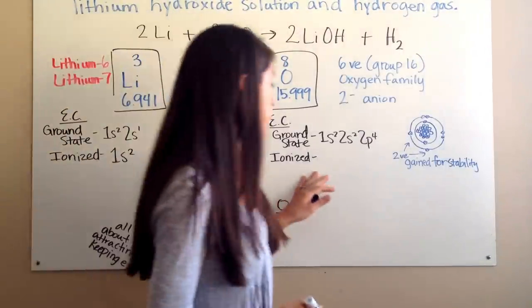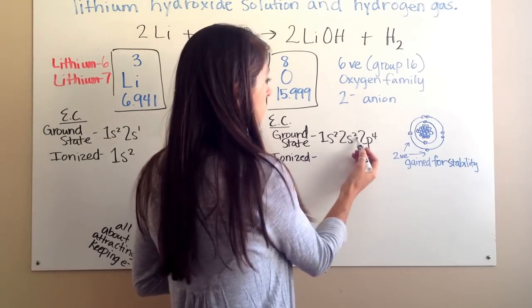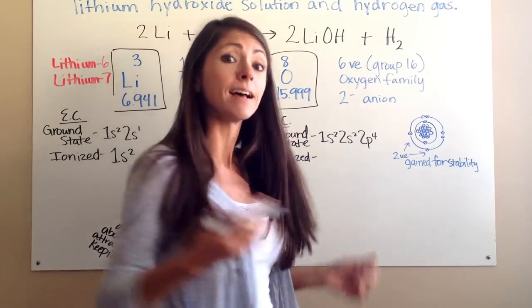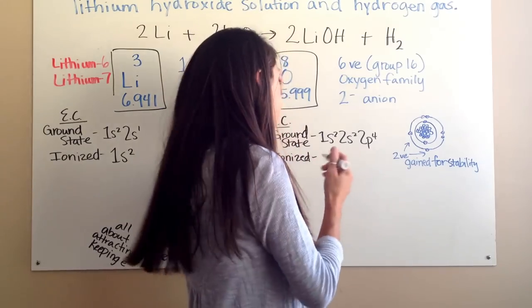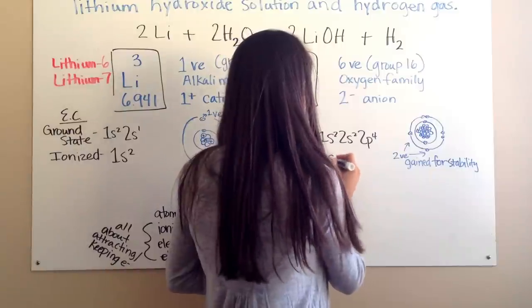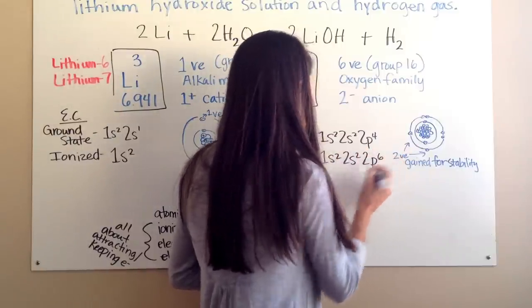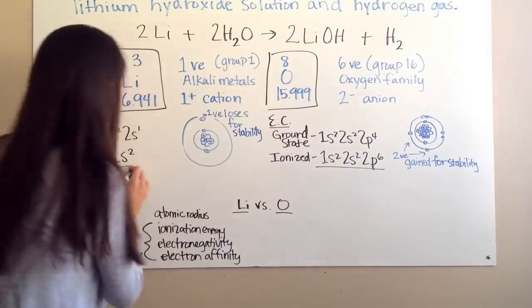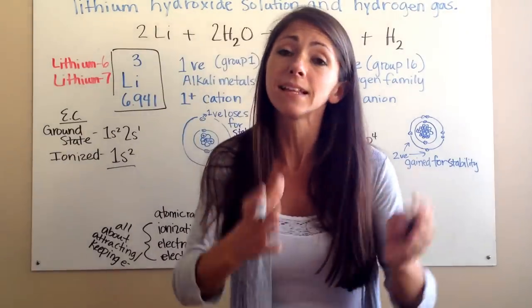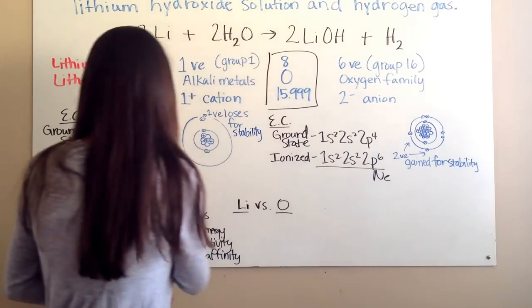Now, over here, we've got the ground state configuration for oxygen. 2 plus 2 is 4 plus 4, that's 8. That's the 8 electrons total. Now, it gains 2 electrons for stability, so it changes, and its ionized electron configuration is 1s2, 2s2, 2p6. Note that the ionized version of each of these mimics the electron configuration of a noble gas. This is neon's configuration, this is helium's.